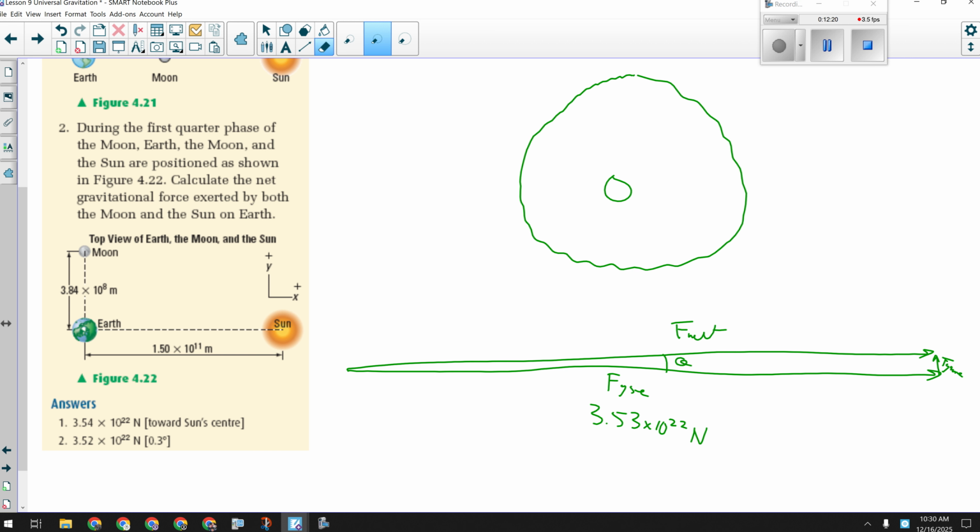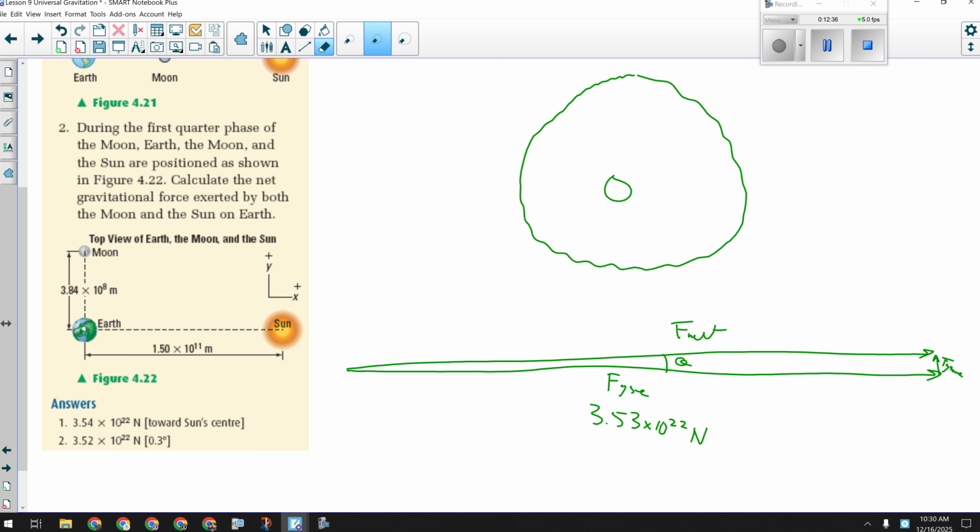And it wobbles back and forth. All kinds of things pull on the Earth. Other planets pull on the Earth as it orbits the sun, okay? So its orbit is not a perfect circle, okay? It's pretty close, but it's not perfect. Okay, is that okay with everybody?